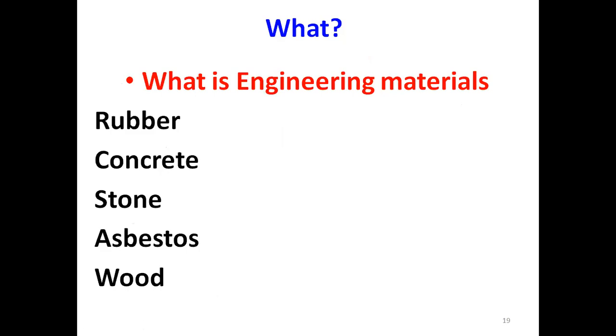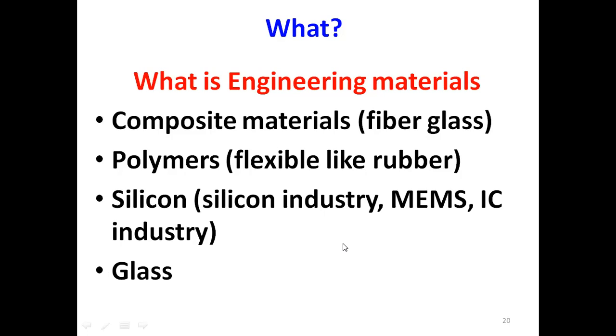Some more examples of engineering materials: rubber, concrete, stone, asbestos, wood. More examples: composite materials, which are made of fiberglass, polymers, which are flexible like rubber, silicon. Normally we use silicon in the IC industry, MEMS, or silicon industry. Silicon is the basic material which is used for the fabrication of microprocessors, microelectromechanical sensors or microelectromechanical actuators, etc.